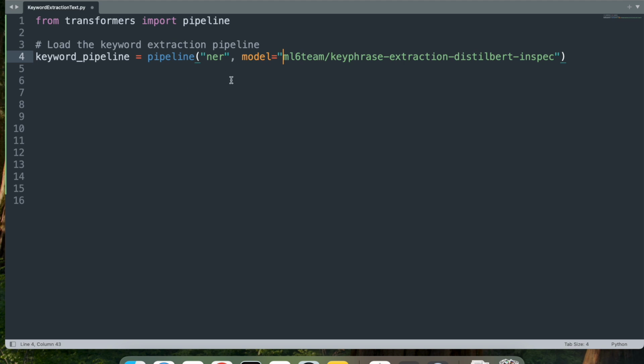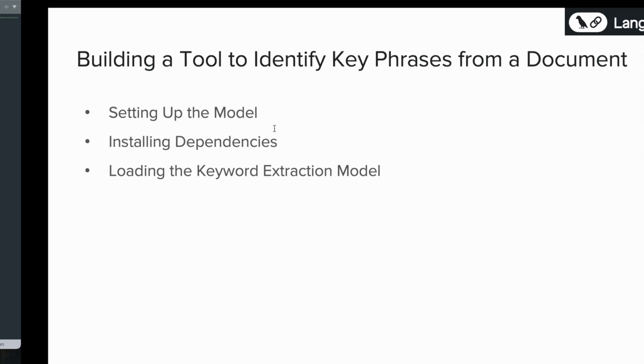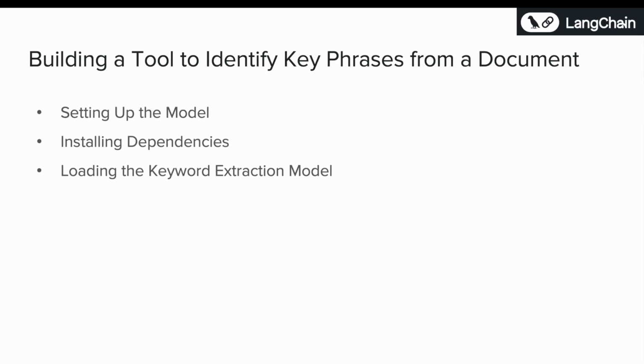The pipeline function with the ner, which is named entity recognition, setting lets us load models for tasks that label words within sentences. In this case, we're using a model specifically trained for keyword extraction, so it will identify relevant keywords based on the context. With our model loaded, let's create a function that processes text and extracts the keywords.